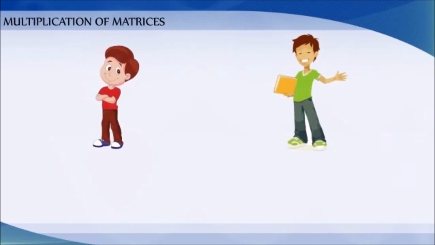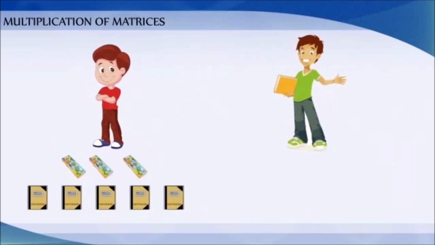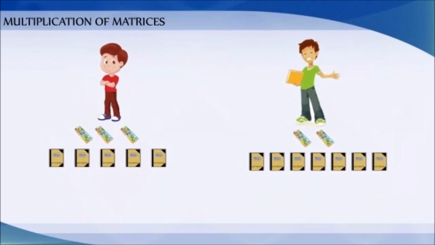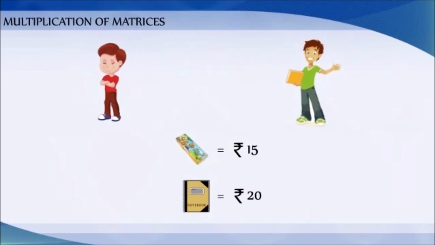Multiplication of matrices. Pawan and Nihal are friends. Pawan wants to buy 3 pencil boxes and 5 notebooks, while Nihal wants to buy 2 pencil boxes and 7 notebooks. The cost of 1 pencil box is 15 rupees and the cost of 1 notebook is 20 rupees. Now, how much money does each need to spend?